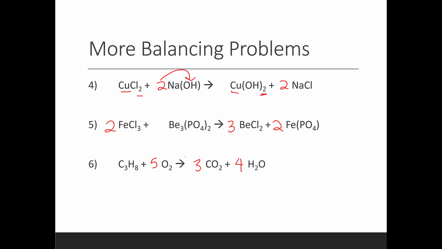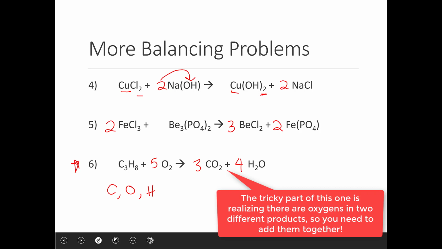And in number 6, this one can kind of give people fits, and that's because the oxygen sort of throws people off. So my number 1 suggestion when you're dealing with a reaction that has all carbons, hydrogens, and oxygens is first balance the carbons, then balance the oxygens, and then the hydrogens usually end up working themselves out. So that's my tip there. But really, that was all there is to balancing.